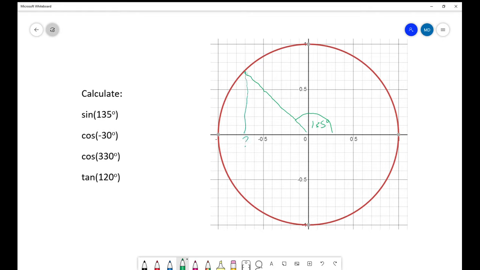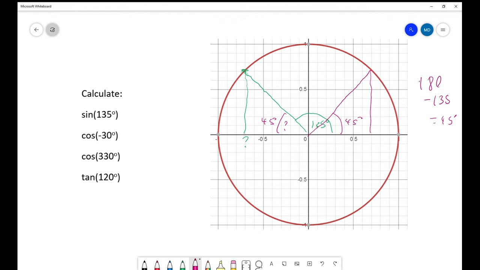How do I know what the x and y value of those points are? Well, what I'm going to do is consider the mirror of it. And the mirror of it is going to be exactly 45 degrees. How do I know it's 45 degrees? Well, I have to ask myself what this bit is. And that is 180 subtract 135, which is our 45 degrees. So this here is 45 degrees, and therefore my mirror must also be 45 degrees.